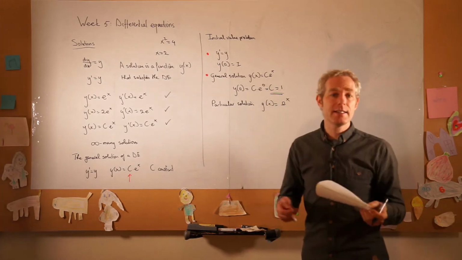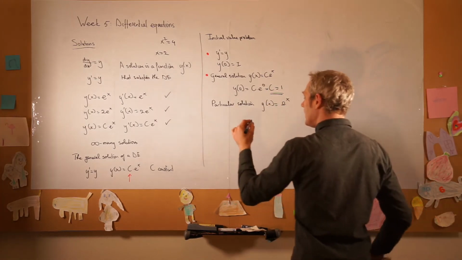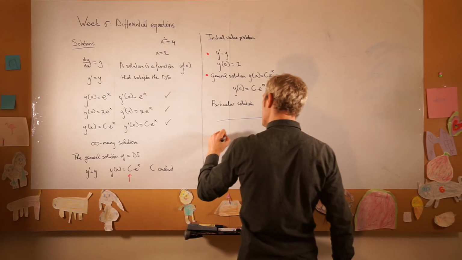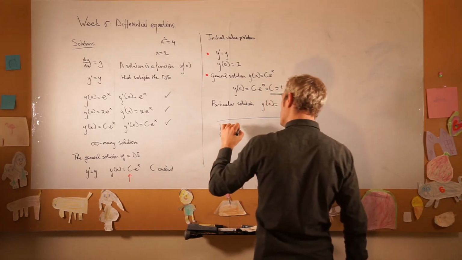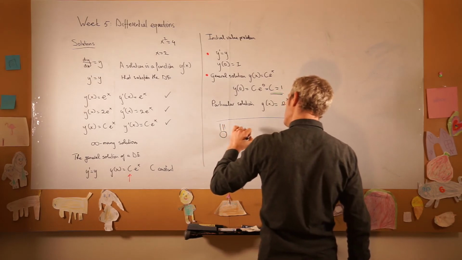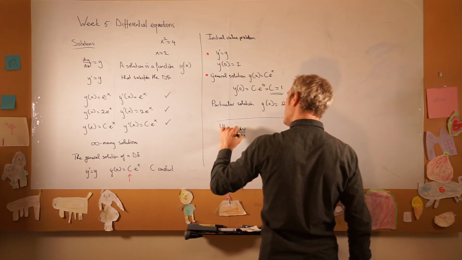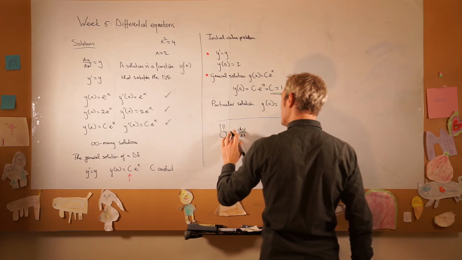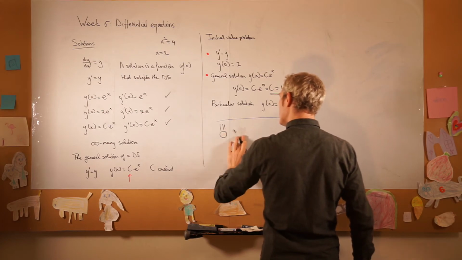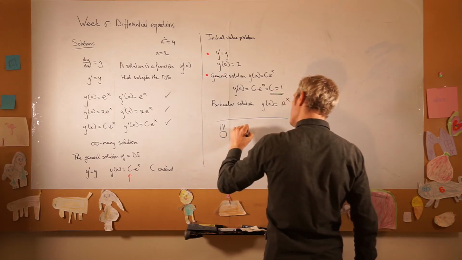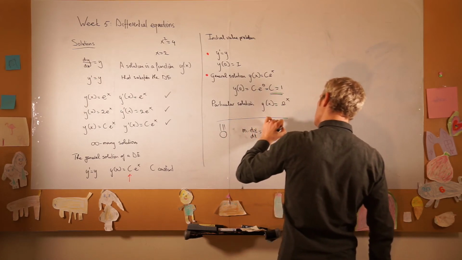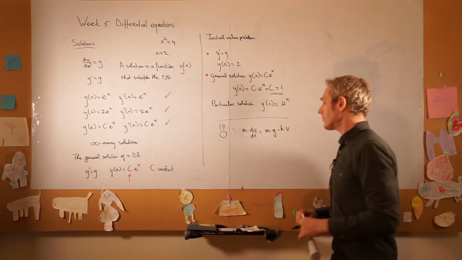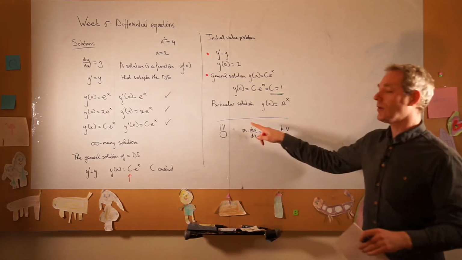So where do we see these initial value conditions? Well, we saw that we had a problem before where we dropped an object and we saw that the model yielded m times dv/dt is equal to m times g minus k times v. That was it. So this was our differential equation.